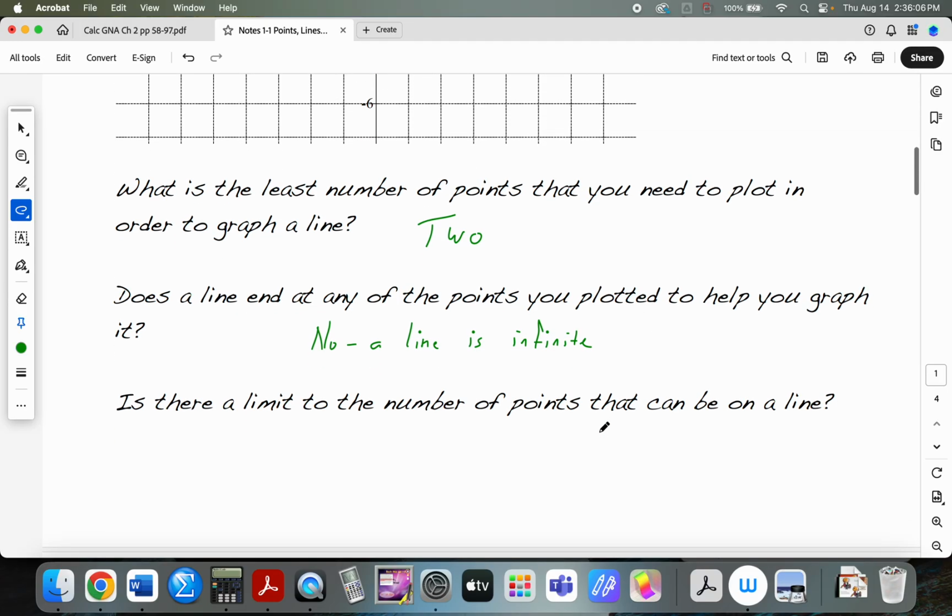So is there a limit to the number of points that can be on a line? No. There are an infinite number of points on a line.